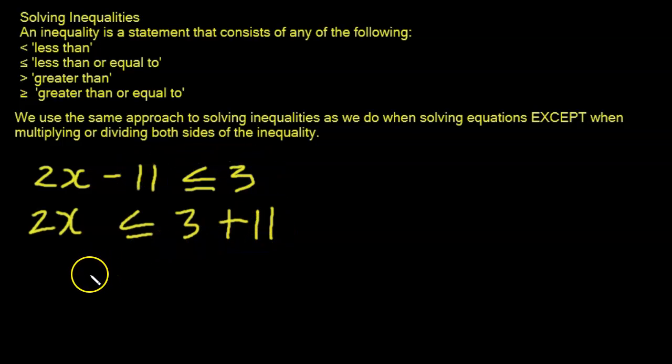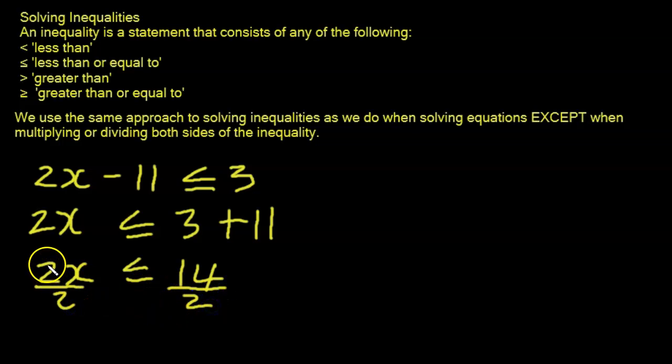Okay, so we have 2x less than or equal to 14. And now again we want to isolate the x, so we divide both sides by what? Positive 2. Alright, so 2 into 2, that's 1, so we're left with just x.